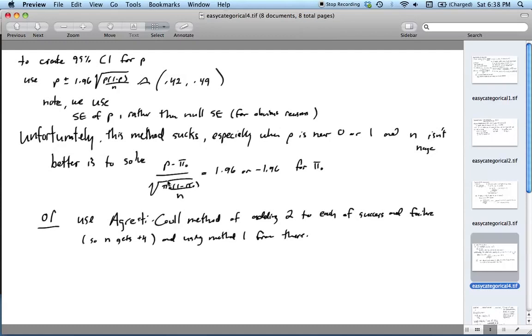Or he came up with this thing called the Agresti-Coull method, which is basically you just add 2 to each of the successes and failures. So you're adding 4 to n total, and then you just use method 1 from there. Supposedly this gives you results that are very close to using this slightly more difficult method.